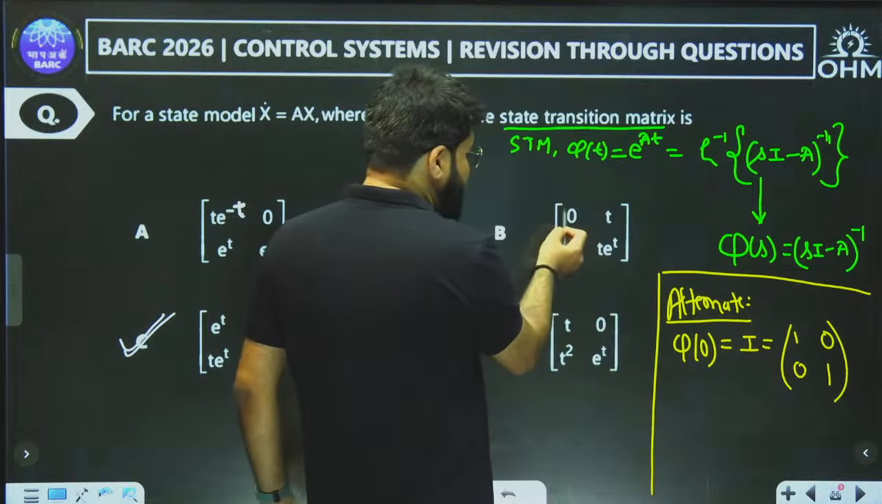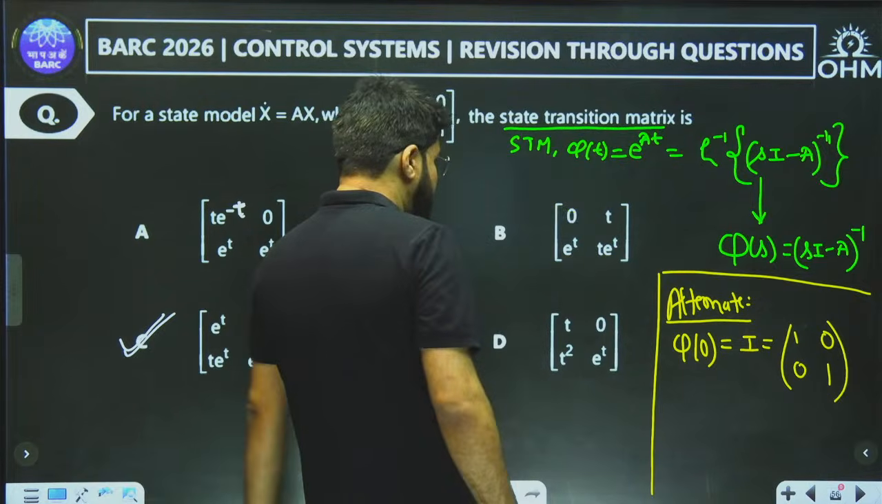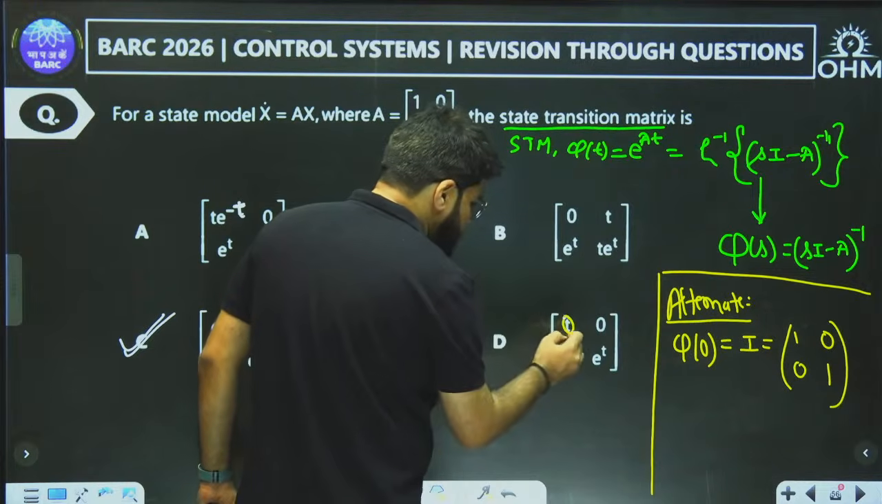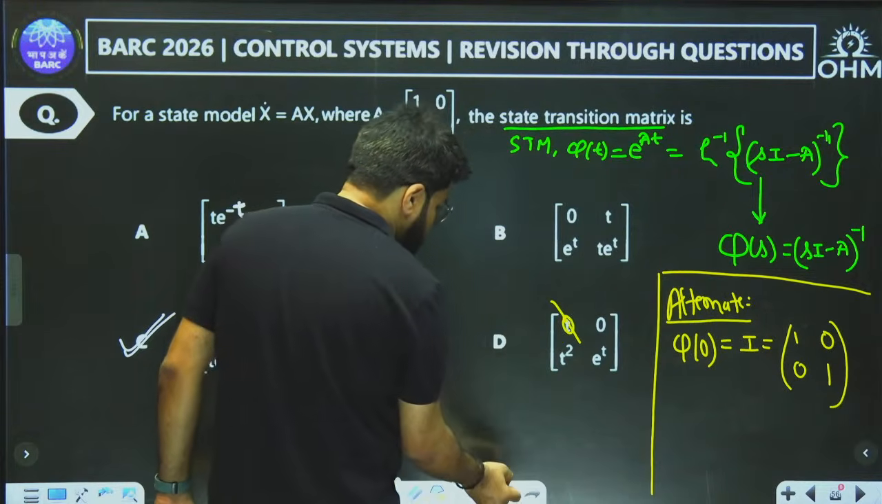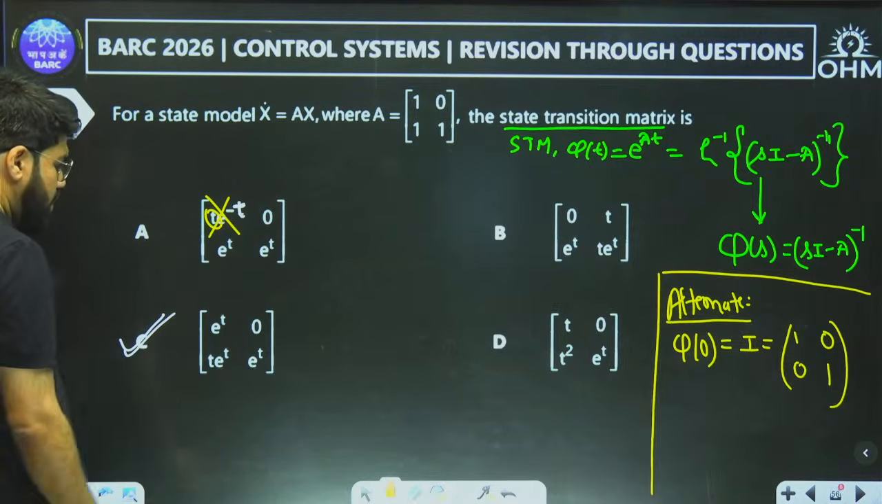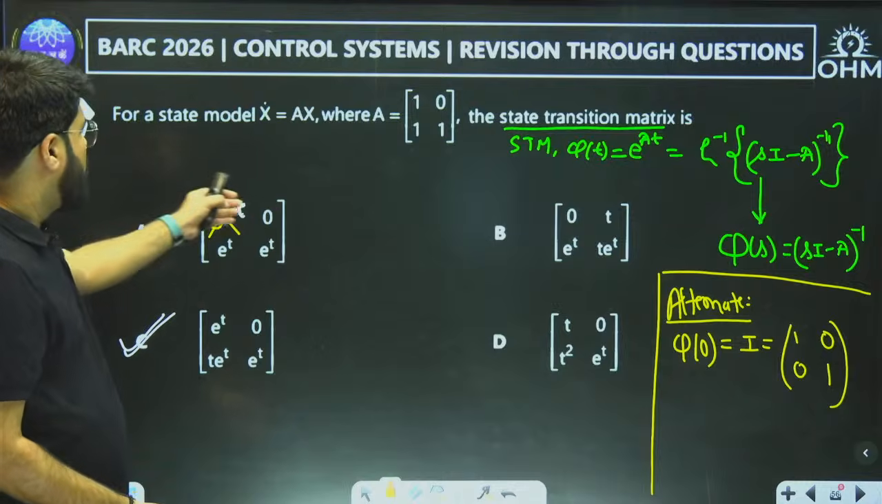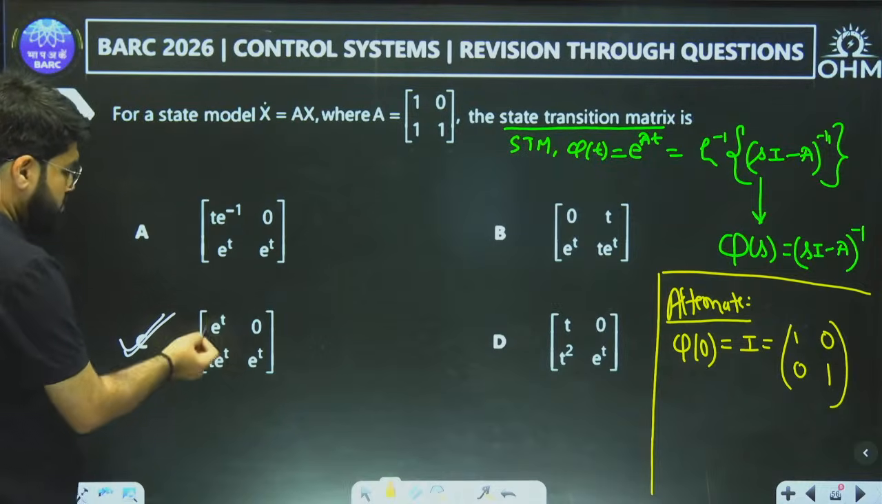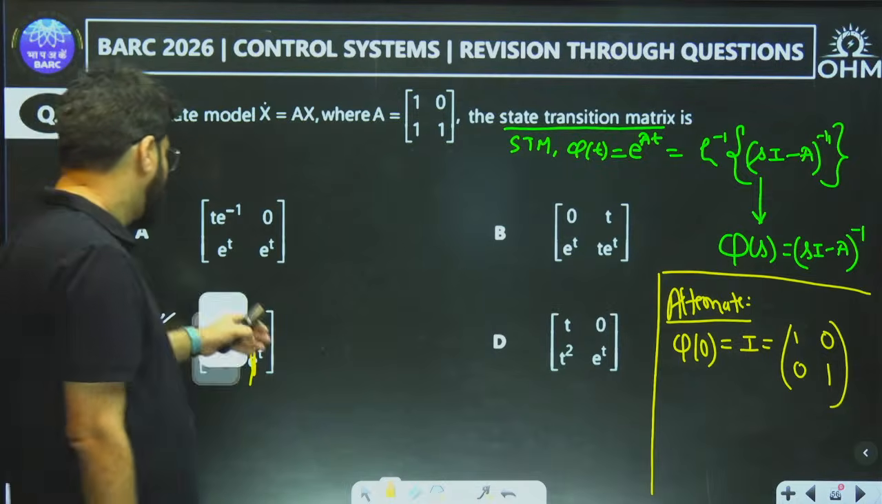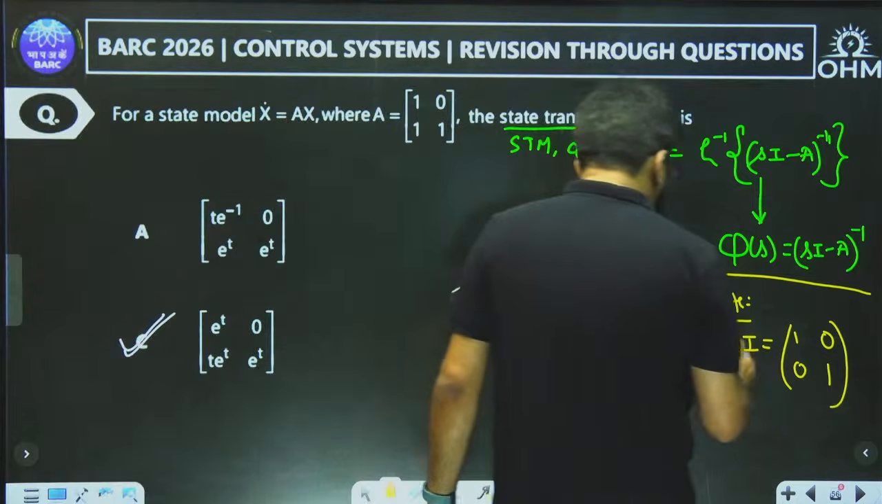So this is not possible; if you put t equal to 0, identity should come. Here, if you put t equal to 0, you get 0, which is also wrong. Putting t equal to 0 here also becomes 0, wrong. So the only option left is C. When you put t equal to 0, e power 0 is 1, and t equal to 0 will make the other term 0. So phi 0 is identity.